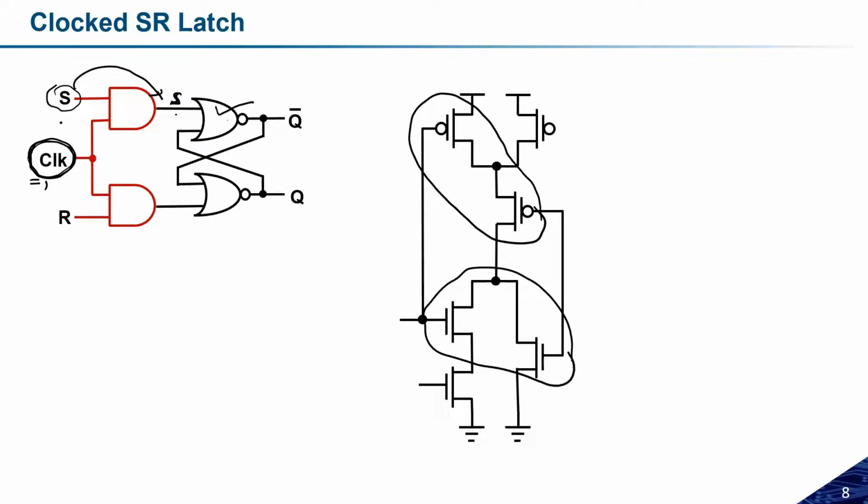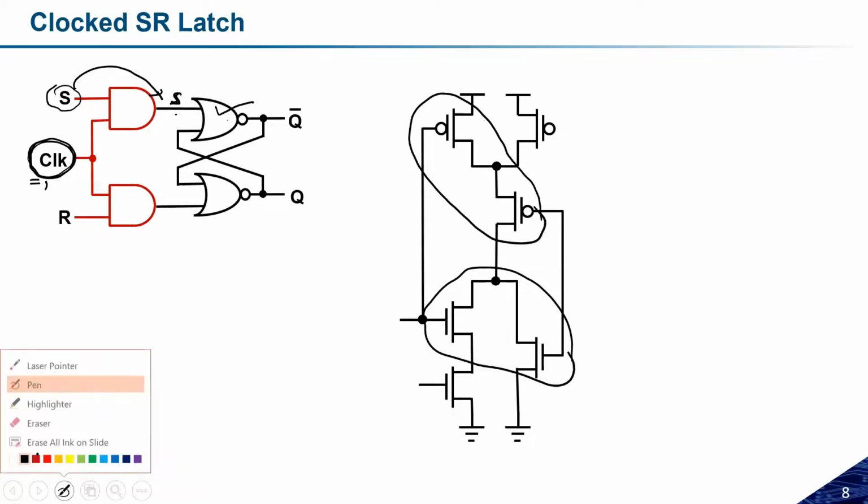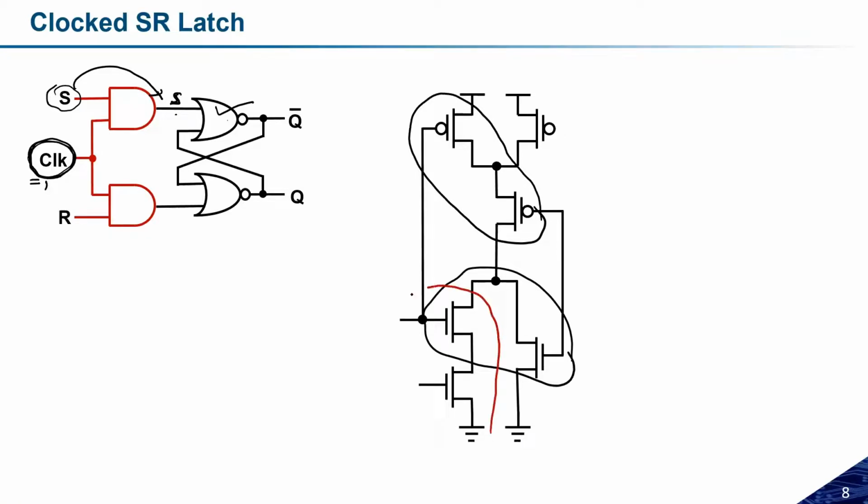If it is like that, this is nothing but an AND kind of arrangement. So here we can form an AND kind of arrangement like this. This is the clock and this is the set input. Similarly, if it is in series with S, then in the pull-up network I need to put them in parallel. So this is how we can make the clock and the set input.